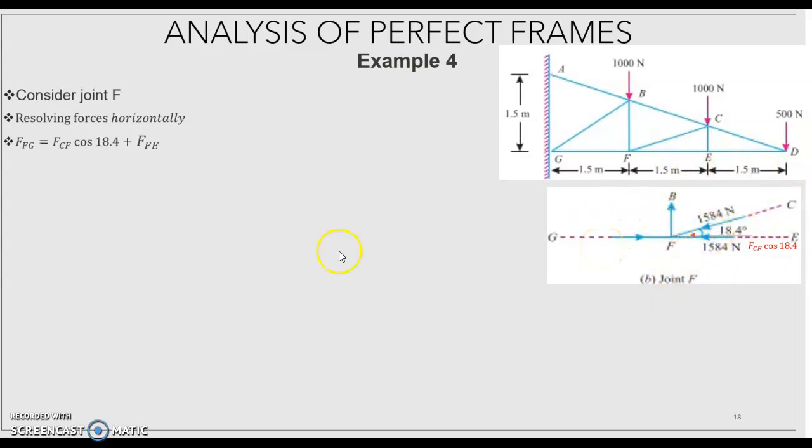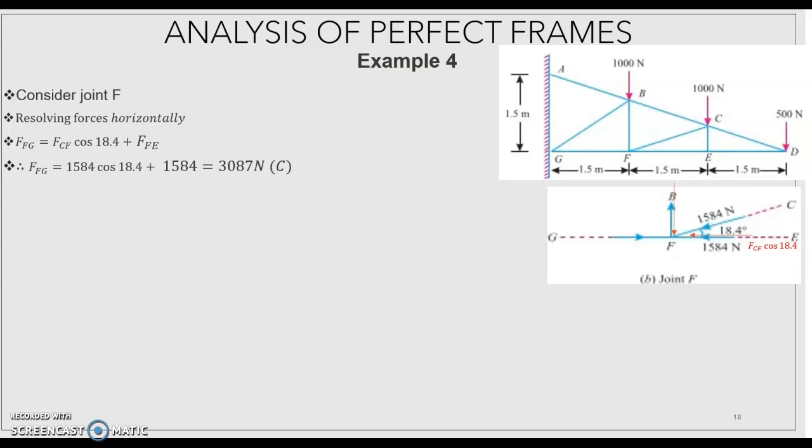So the rightward force is equal to the leftward force. FG is equal to FCF cos 18.4 plus FE. Then FG is equal to, substituting the value of CF and then FE, here we get 3087 Newton compression.